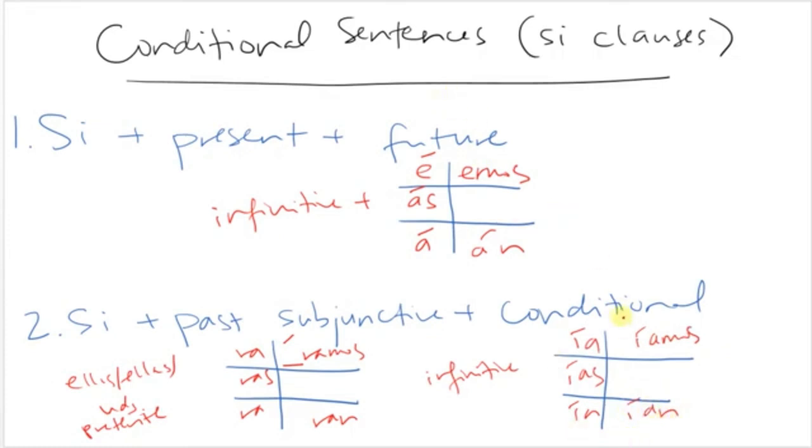And the conditional and future have a lot of the same irregulars. Well, they have all the same irregulars. So tendré, vendré, pondré, saldré, querré, haré, diré, all those ones. So you got to remember those. And remember, the future tense means will do something. The conditional tense means would do something.